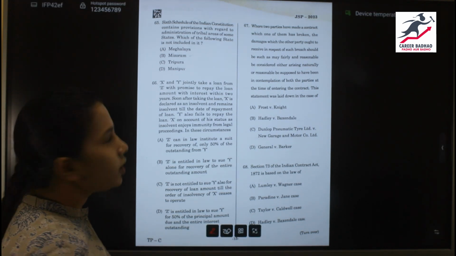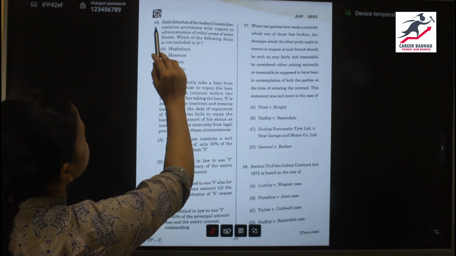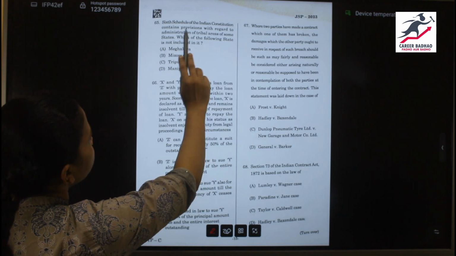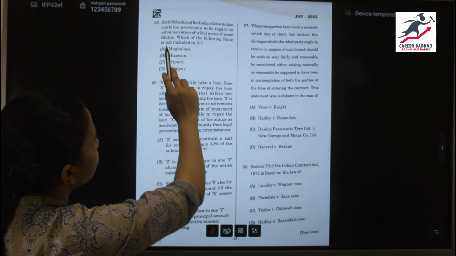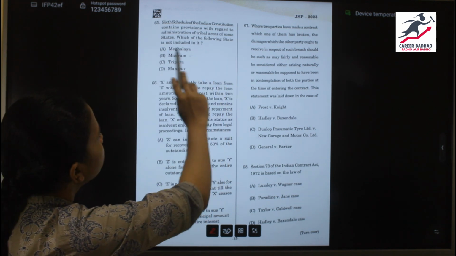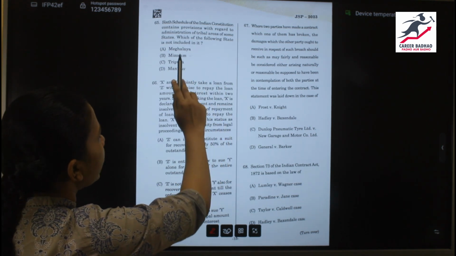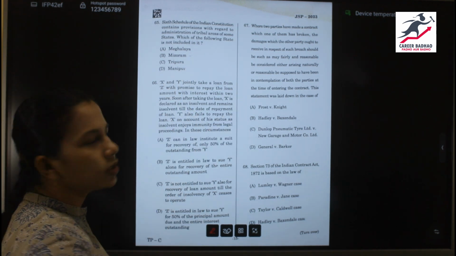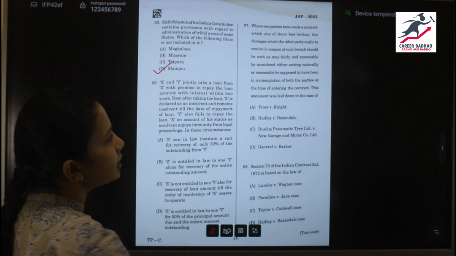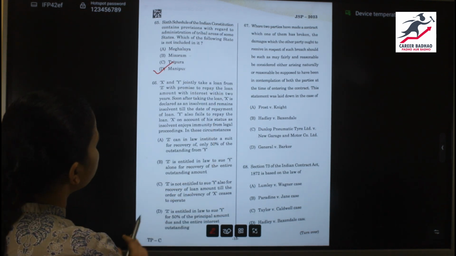Alright. Question number 65. Sixth schedule of the Indian Constitution contains provisions with regard to administration of tribal areas of some states. Which of the following state is not included in it? Is it Meghalaya, is it Mizoram, is it Tripura, or is it Manipur? This is also a direct question. So the correct answer is option number D, that is Manipur. Let's move to question number 66.